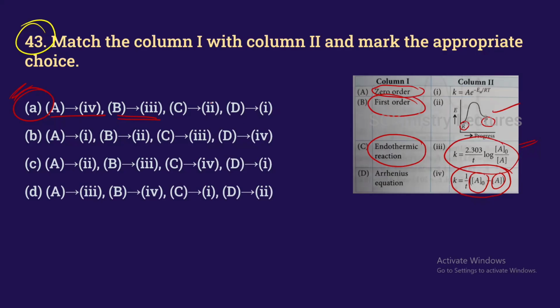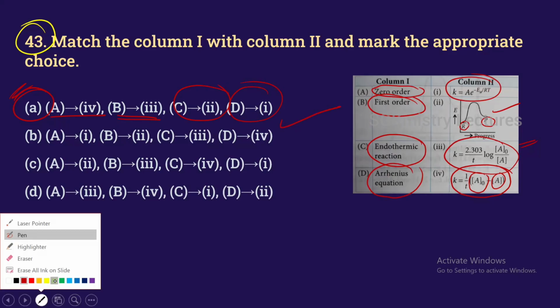So C for 2. Next, we have Arrhenius equation. K is equal to A e to the power of minus EA by RT. So we have option A as the right answer.